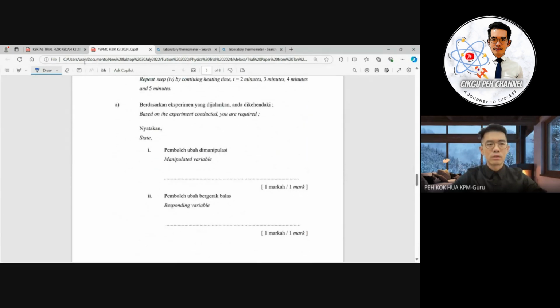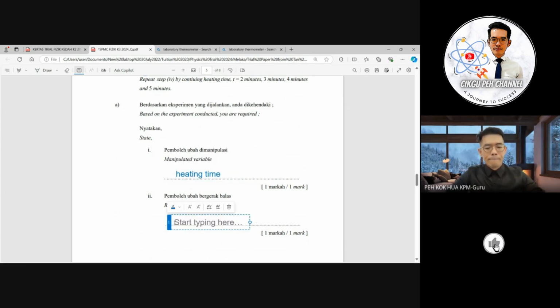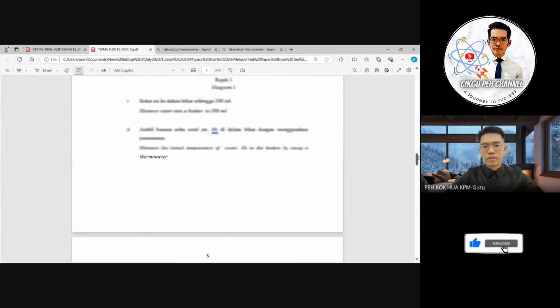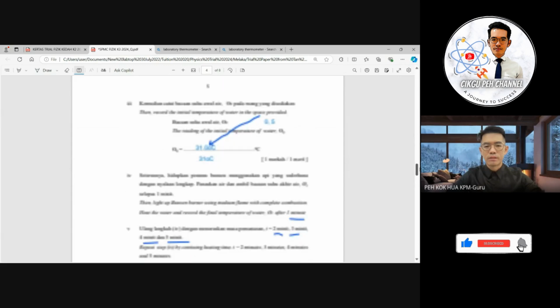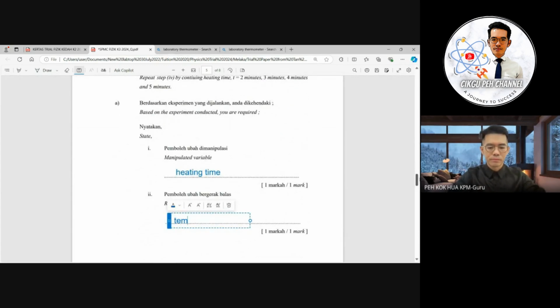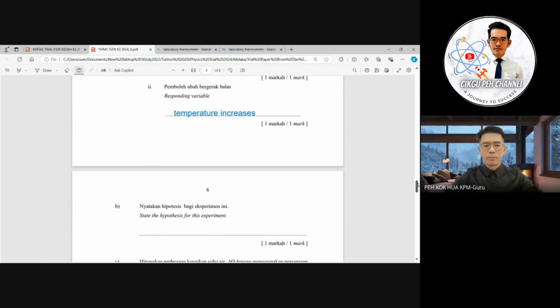Actually, this question is very easy. So the heating time, then the temperature increase. For the hypothesis, it must be increase, or you can give direct proportional also. Longer, higher also can.